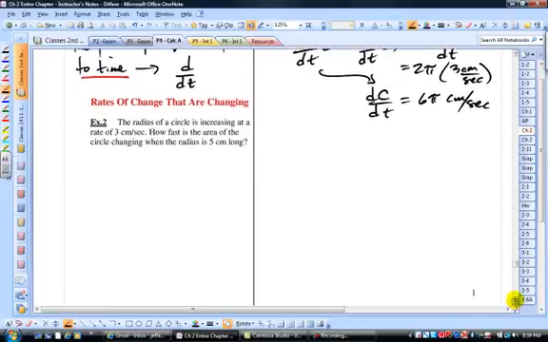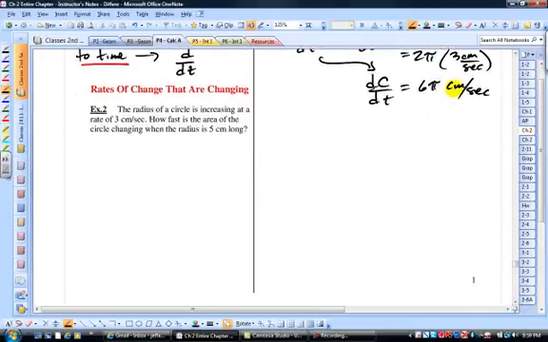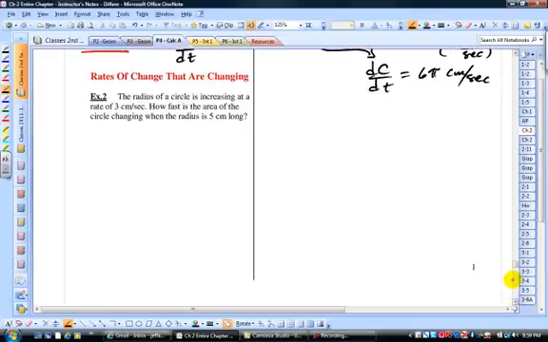Now sometimes rates of change are not constant, like in this last example where 6 pi is constant. Well, it's not always the case. Sometimes they change as something else changes. So let's see how the rates of change are changing as things change. And if that's not confusing enough, let's just try it. Okay? So here we go.